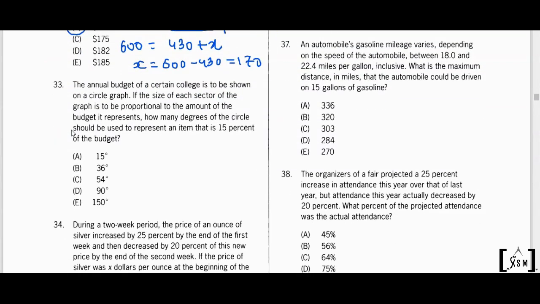The question is saying the annual budget of a certain college is to be shown on a circle graph. If the size of each sector of the graph is to be proportional to the amount of budget it represents, so basically they are talking about a pie chart, how many degrees of the circle should be used to represent an item that is 15% of the budget? So the question is, on a pie chart, what is the degree for 15%?